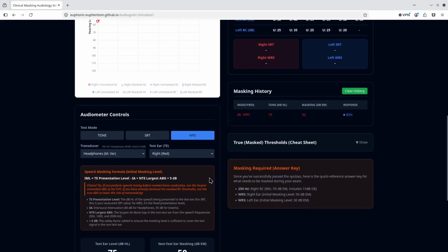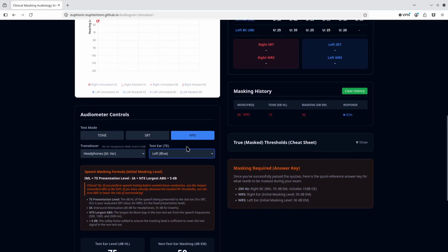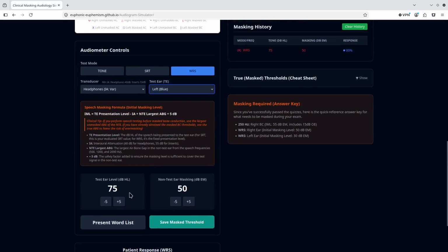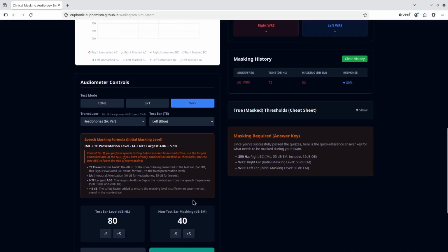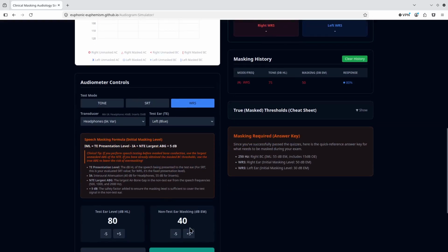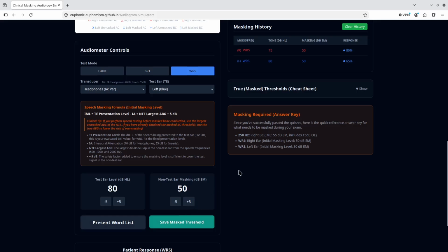And then we're going to go ahead and move on to the other ear, the left ear. Left ear presenting at 80 dB. 80 dB minus 40 dB is 40 dB, plus the largest air bone gap in the right ear now. Largest air bone gap in the right ear at 500, 1,000, or 2,000 appears to be 0, honestly. It appears to be 5. At 500 hertz, we have a 5 dB air bone gap, plus 5 dB for safety factor. So we'll present our word list there, and that's what we get there.